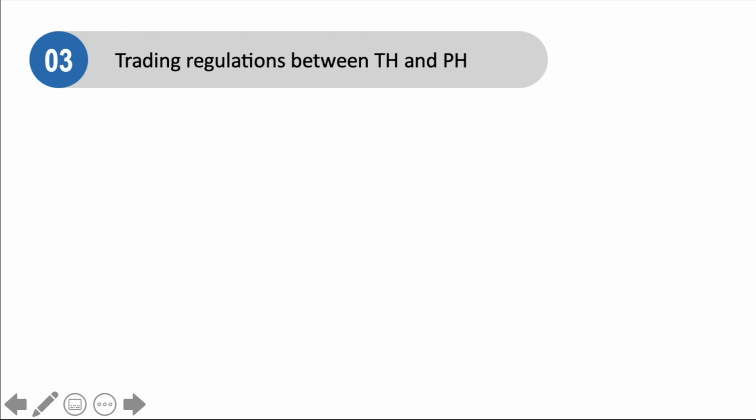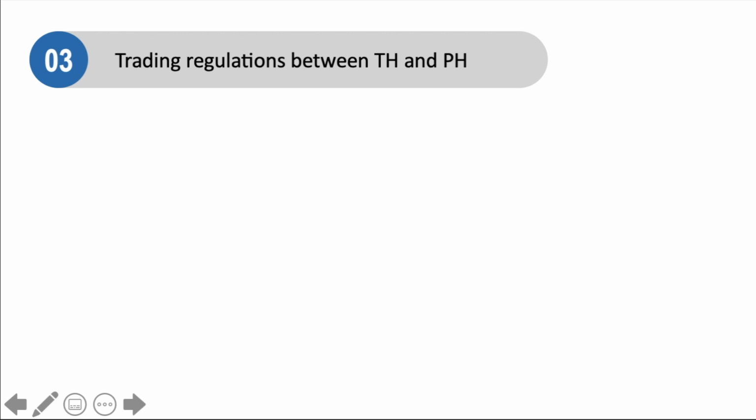So those are just some of the important trading statistics of the Philippines and Thailand. Now, let's say for example you want to do some imports to the Philippines. There are some trading regulations that we need to know. So now let's proceed to some of the important trading regulations between Thailand and the Philippines.